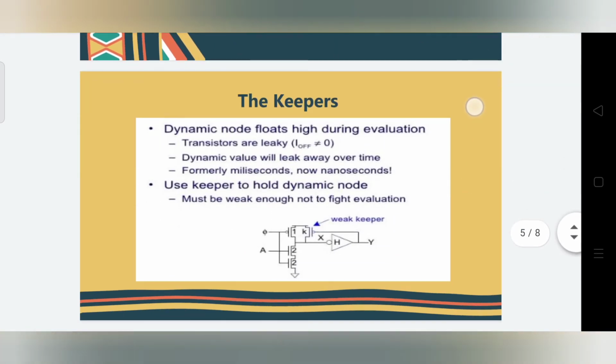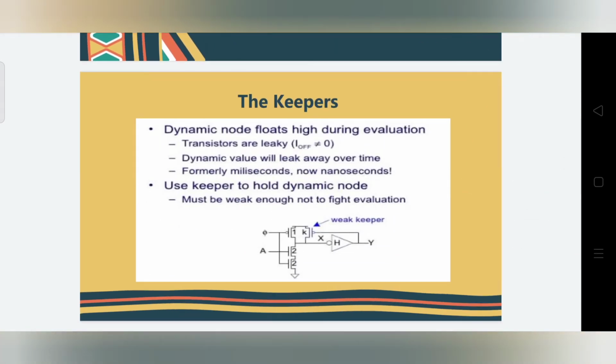Next one is the keepers. Dynamic circuits also suffer from charge leakage on the dynamic node and have poor input noise margin. The dynamic node floats high during evaluation. Transistors are leaky, I off is not equal to 0. The dynamic value will leak away over time. Formerly milliseconds, now nanoseconds. It has been a bigger threat to the circuits. Both leakage and noise margin problems can be addressed by adding a keeper circuit.